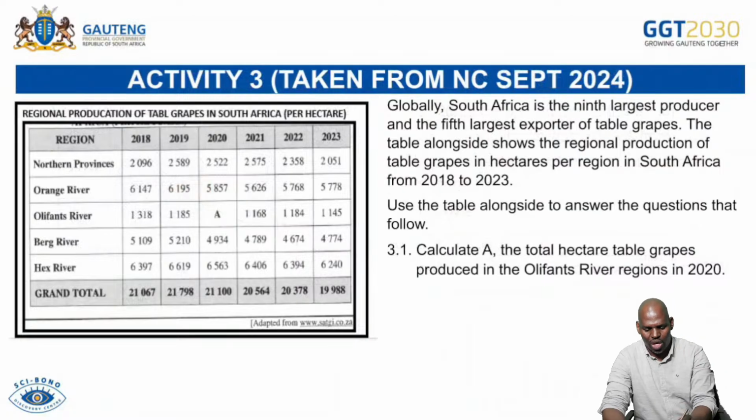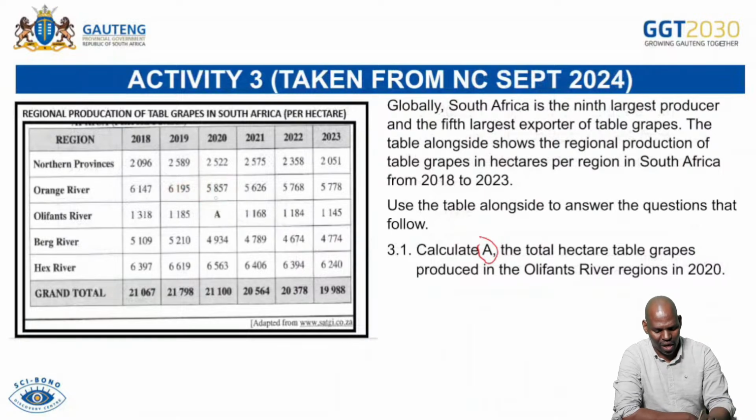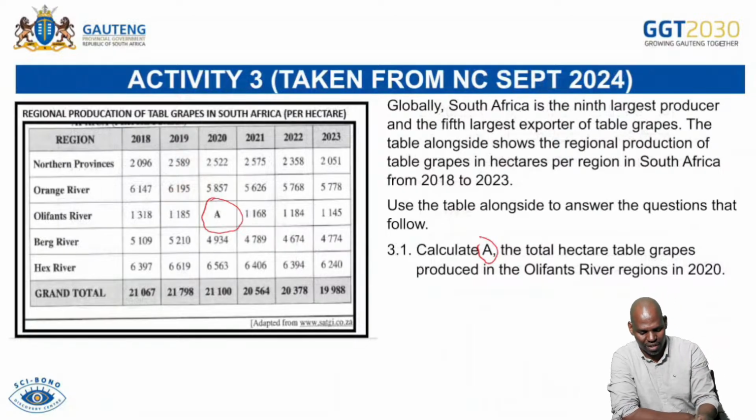Then 3.1 says calculate A, which is the total hectare table grapes produced in the Olifants River regions in 2020. Where's A? This is A. We're looking for the value of this A. Now to get A, we can actually use the grand total. We know that if we add all this, they must give us 21,100. So how can we find the value of A?